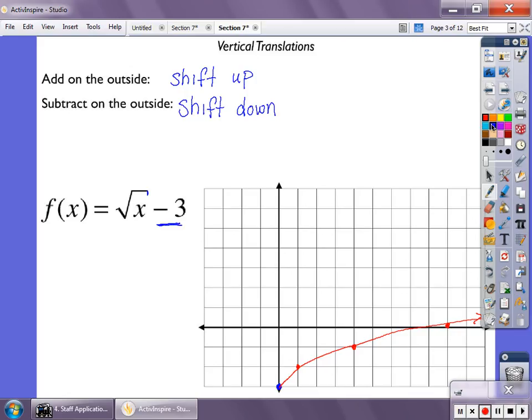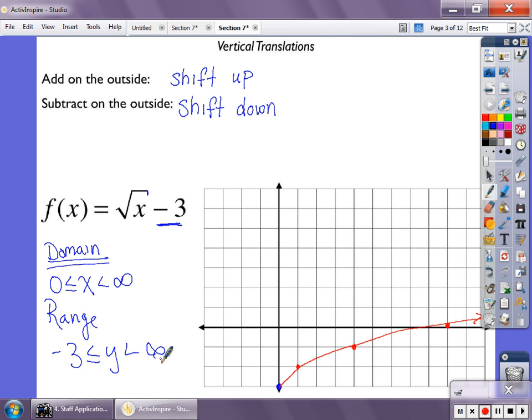Now you'll notice that if I want to know what is the domain and what is the range, well, for domain, that doesn't change. Domain talks about from left to right, and that didn't change. We still start at 0. The leftmost point is 0, so the domain is still 0 less than or equal to x, less than infinity. It's the range that changed with a vertical translation. The lowest point is no longer 0. The lowest point is now negative 3. So it starts at negative 3, and it goes all the way up to infinity.